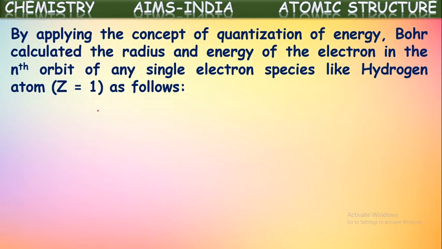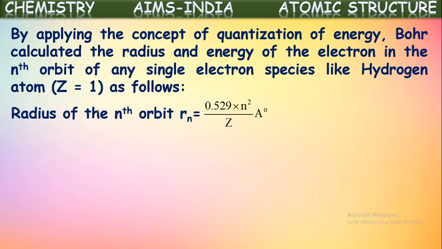By applying the concept of quantization of energy, Bohr calculated the radius and energy of the electron in the nth orbit of any single electron species like the hydrogen atom. So these two are given as follows. For any single electron species, the energy and radius of the orbit in which the electron is located are given by certain equations. These two were calculated by Niels Bohr. He gave the equations to calculate the energy of the electron and the radius of the orbit in which the electron is located.